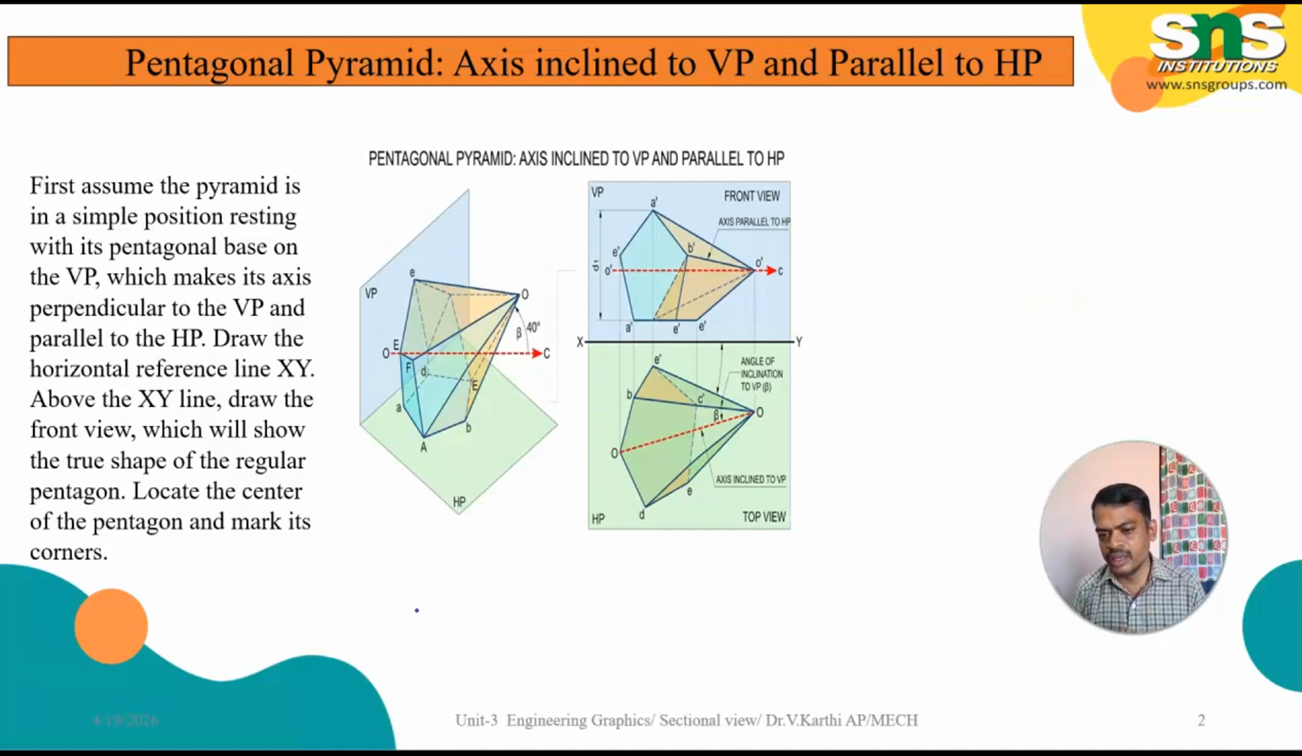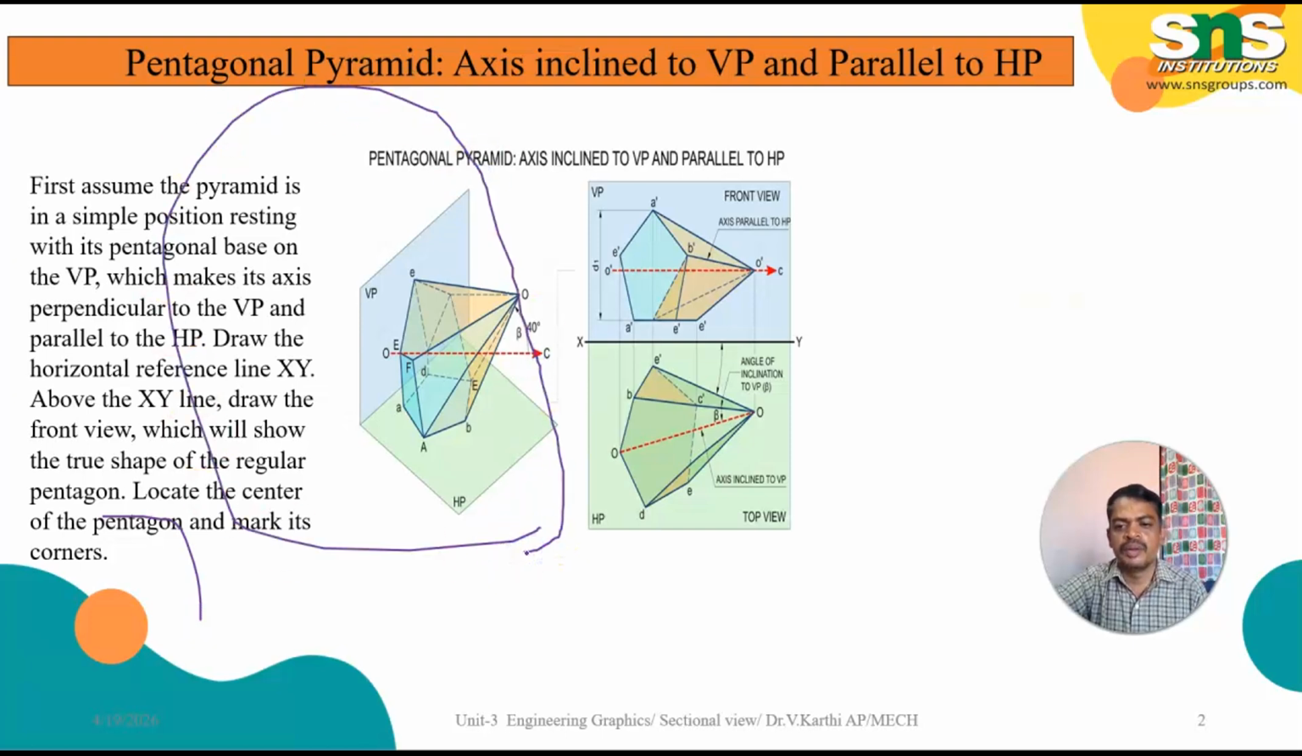In engineering drawing, pyramids are classified on orientation of base, inclination of axis, and position relative to the reference planes, that means the horizontal plane and vertical plane. We consider the pentagonal pyramid such that the axis is inclined to VP and parallel to HP. This implies the pyramid is tilted to the horizontal plane.